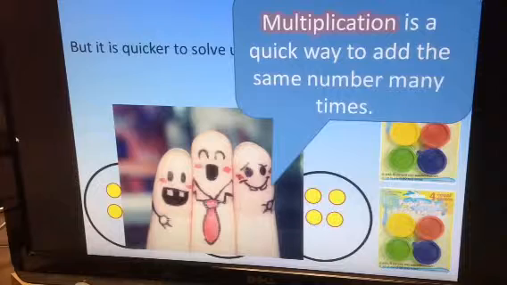Cartoon characters give us some vocab words today. Multiplication is a quick way to add the same number many times. That's what multiplication means, adding the same number over and over, whether it's 4 plus 4 plus 4, or 5 plus 5 plus 5 plus 5 plus 5 plus 5, or any number over and over is multiplying.